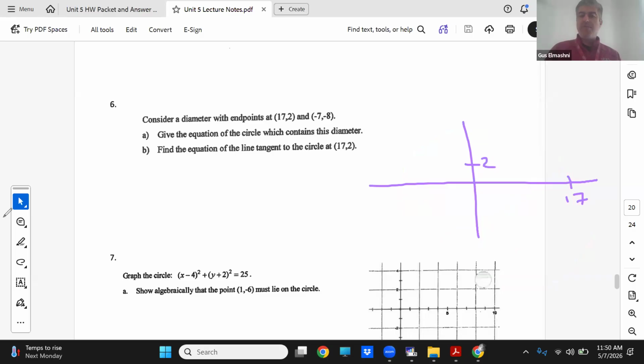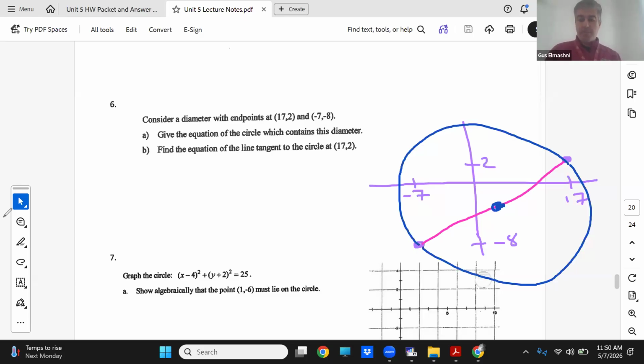Okay, (17, 2) plotted. (-7, -8) plotted. Connect the 2 points, done. Draw a circle, done. Put the center, done. Now let's analyze it. That's the next thing we have to do. We have to analyze it because part A is asking for the equation.